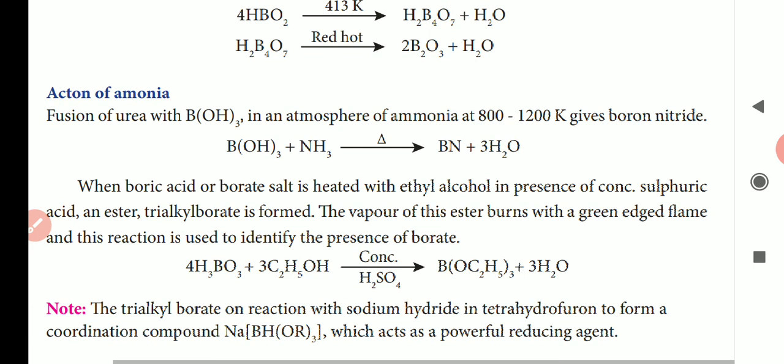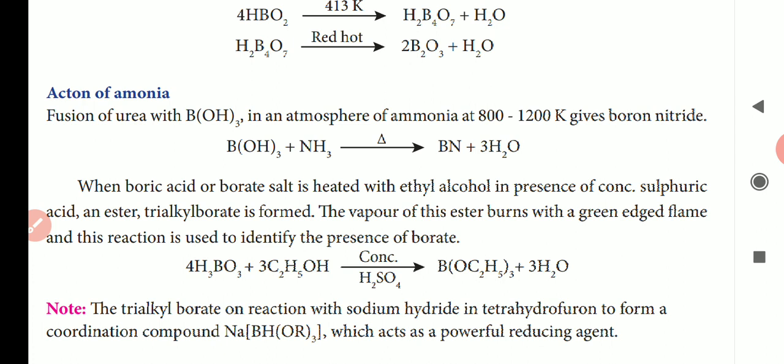Then the action of ammonia: boric acid reacts with ammonia at 800 to 1200 Kelvin and produces boron nitride. When boric acid or a borate salt is heated with ethanol in the presence of concentrated sulfuric acid, a trialkyl borate, a triester, is formed. The vapor of this ester burns with a green-edged flame, and this reaction is used for the identification of borates.